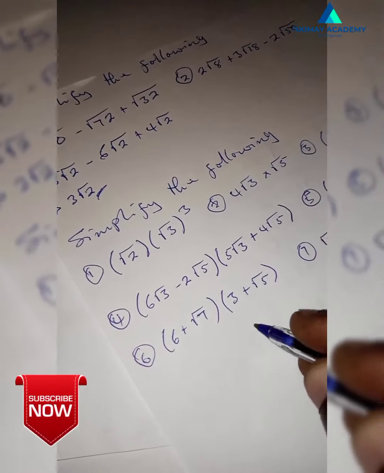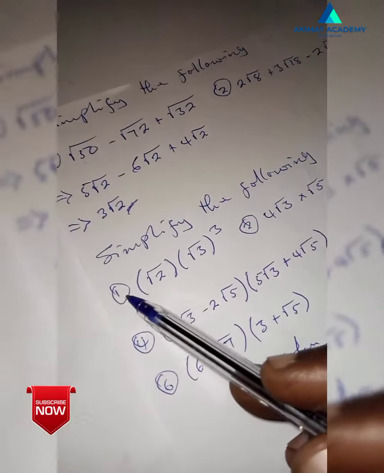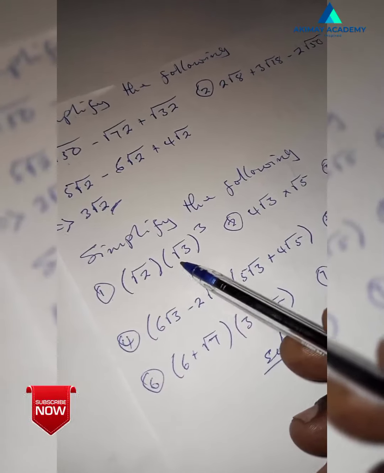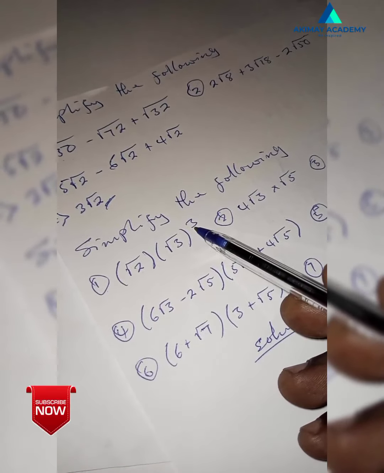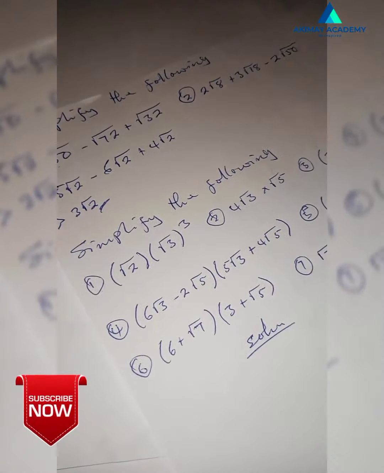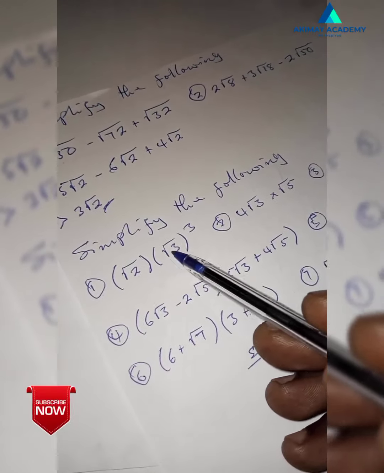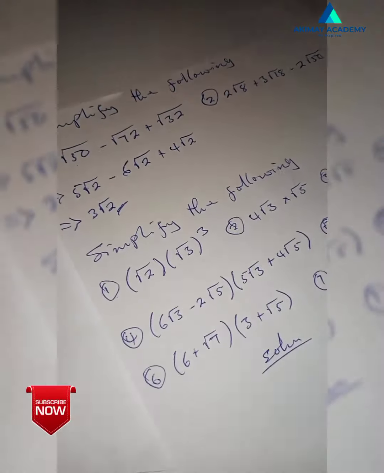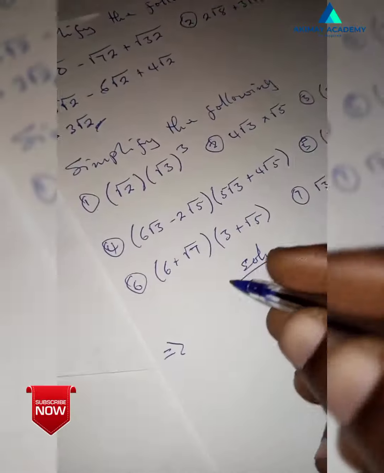At this point, let's look at the first part, which is example 1. We have root 2 multiplying root 3 all to the exponent of 3. So what you first have to do is expand root 3, which has an exponent, before you can multiply it by this one.